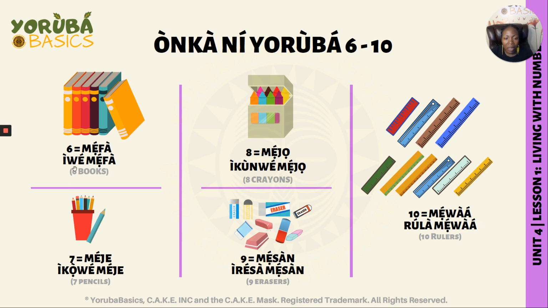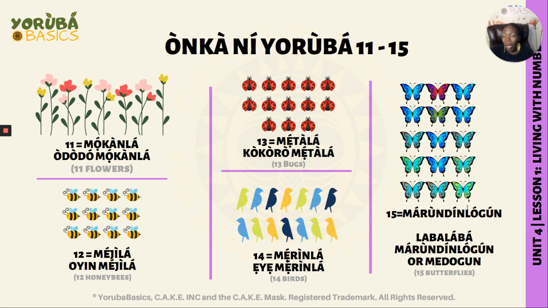Ìwé mẹ́fà, six books. Ìkọ̀wé méje, seven pens. Ìkùnwé mẹ́jọ, eight. Ìrésà mẹ́sàn-án, nine. Rúlà mẹ́wàá, ten. So we've gotten from 1 to 10. Now let's get into the overlaps after 10.